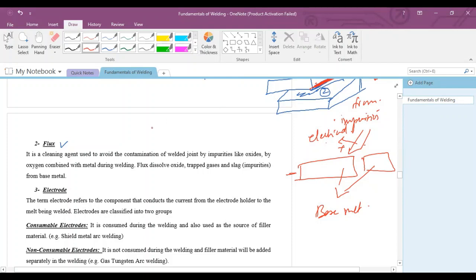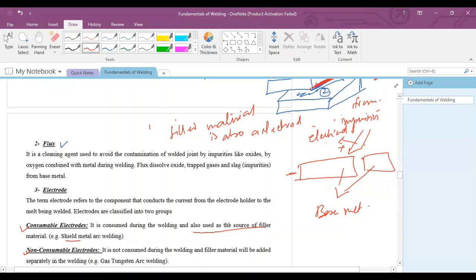The electrode has two types: consumable electrode and non-consumable electrode. Consumable electrode means, as I have explained, the filler material is also an electrode, because during the welding process it will melt and deposit on the joint. It is also used as a source of filler material, and it is mainly used in shielded metal arc welding.